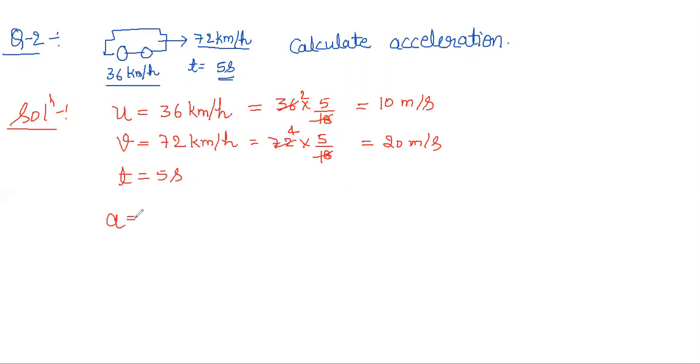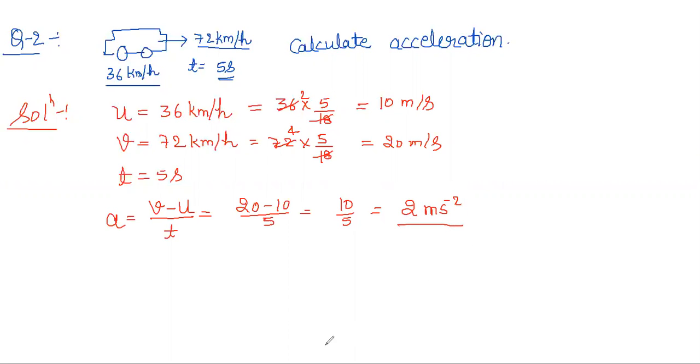You know the formula of acceleration: a is equal to v minus u upon t. V is 20, u is 10 and t is 5. 10 by 5 equals 2, and the unit will be meter per second square. This will be the unit.